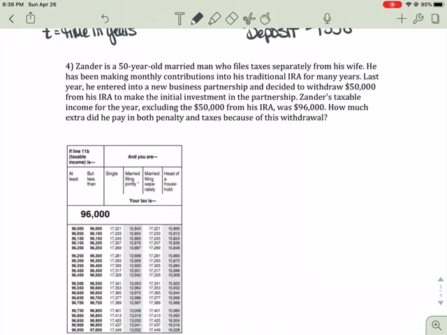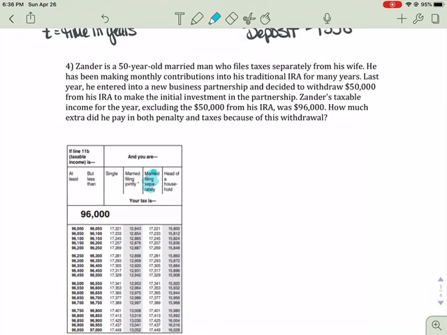All right, let's try this one. We have Xander here, who is a 50-year-old married man who files taxes separately from his wife. Okay, so that's me right there. He's been making monthly contributions to a traditional IRA for many years. Last year, he entered a new business partnership and decided to withdraw $50,000 from his IRA to make the initial investment partnership. Xander's taxable income for the year, excluding the $50,000 that he took from his IRA, was $96,000.